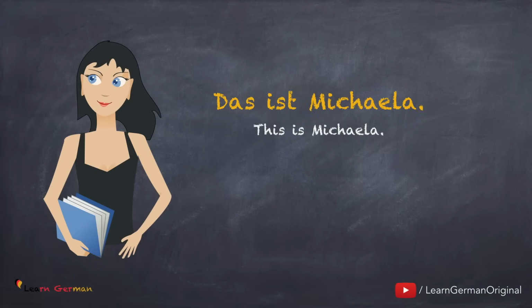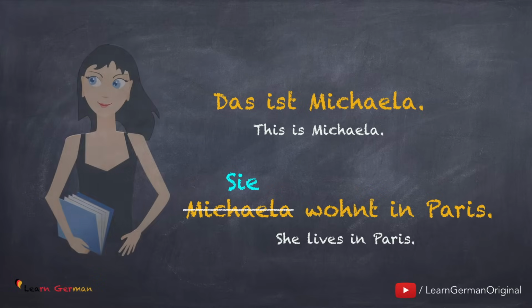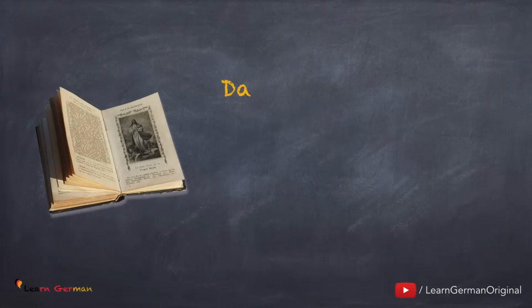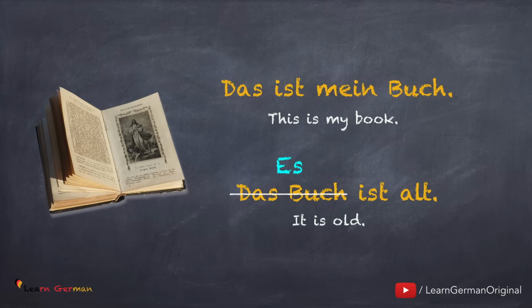Das ist Michaela. Michaela wohnt in Paris. Or, sie wohnt in Paris. This sie is written with a capital S only when it's at the beginning of a sentence. Here's the next one. Das ist mein Buch. Das Buch ist alt. Or, es ist alt.